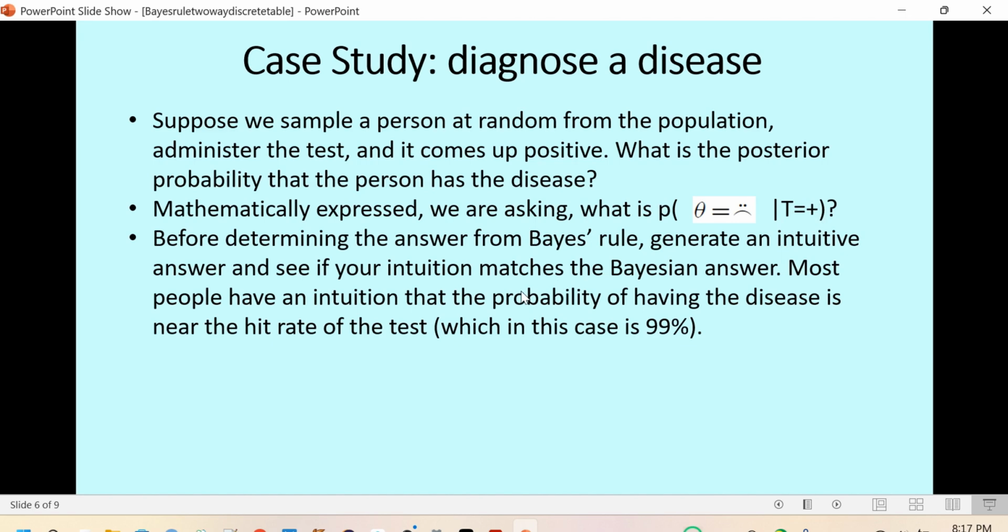Before we use Bayes' rule to calculate this case study, what is the intuitive answer for you? Many people will think that this person has about 99%, or very close to 99%, chance of having the disease, because in 99% of cases, if somebody has the disease, the test will be positive, right? So now it's positive, and this person maybe has the disease with 99% probability. But actually, is this correct?